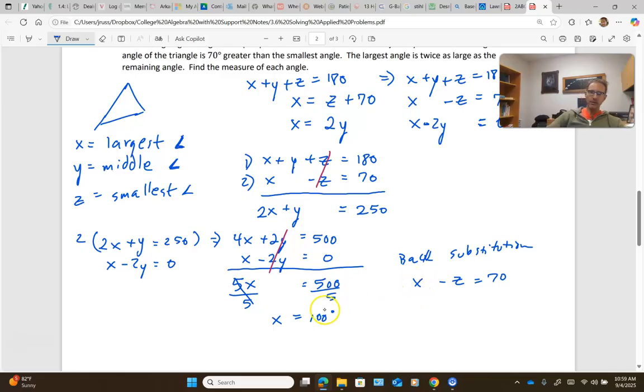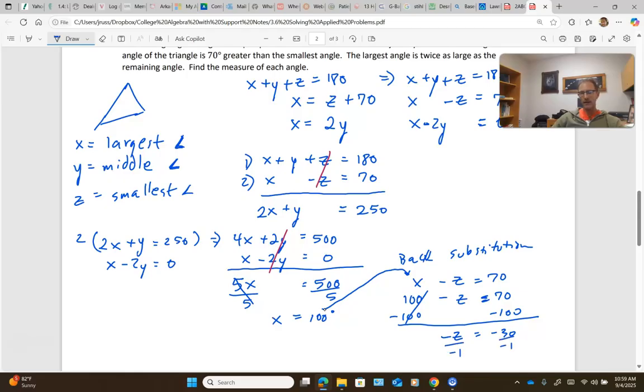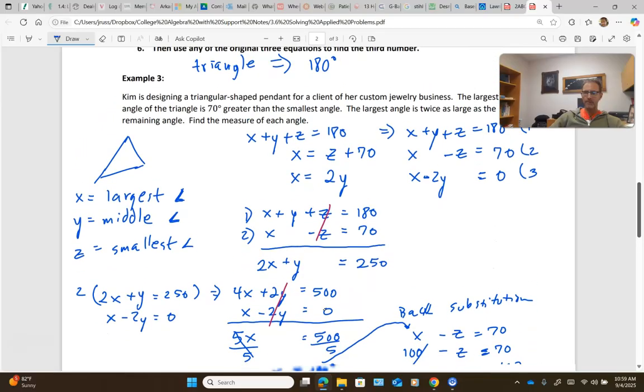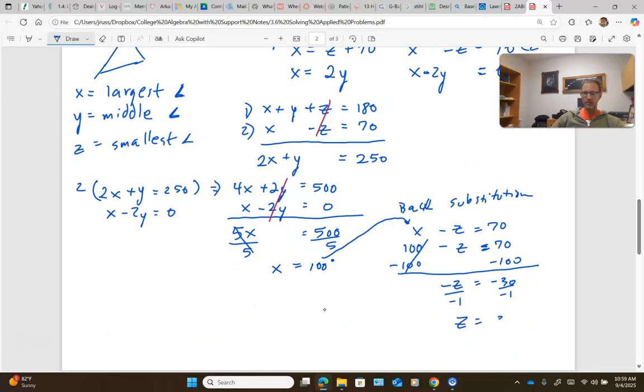Alright, so I'm going to plug 100 in for x. Okay, so 100 minus z is equal to 70. I really don't need that 100 in parentheses. So if I solve this for z, I'll need to subtract 100 from both sides. And I'll be left with negative z is equal to 70 minus 100 is actually negative 30. And then to isolate for z, if you guys remember, you actually have to divide by negative 1. And so you end up with z is equal to positive 30 degrees.